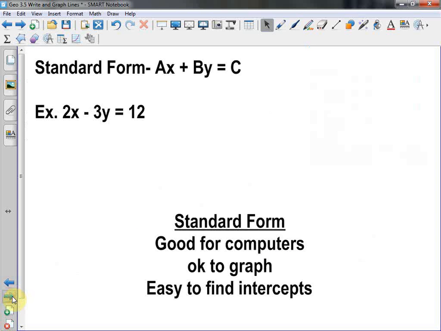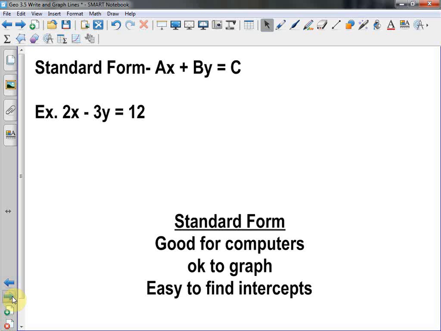All right, we have standard form as well. Standard form looks like ax plus by equals c. An example of that, because a, b, and c will be numbers, is 2x minus 3y is equal to 12. All right. Standard form is good for computers. Anybody that is going to get into computers, like writing computer language, it's good for computers. Computers can solve standard form really quickly.